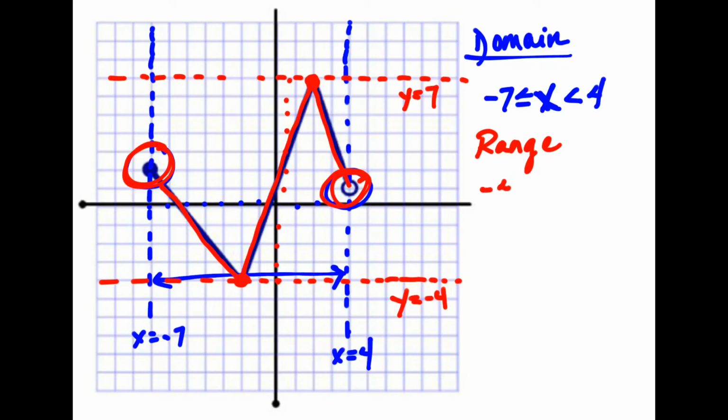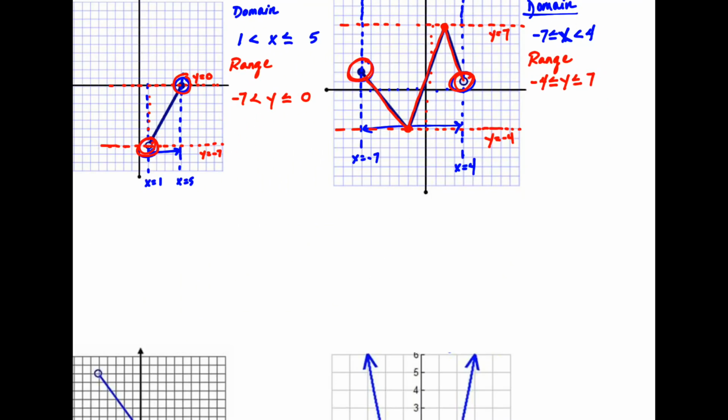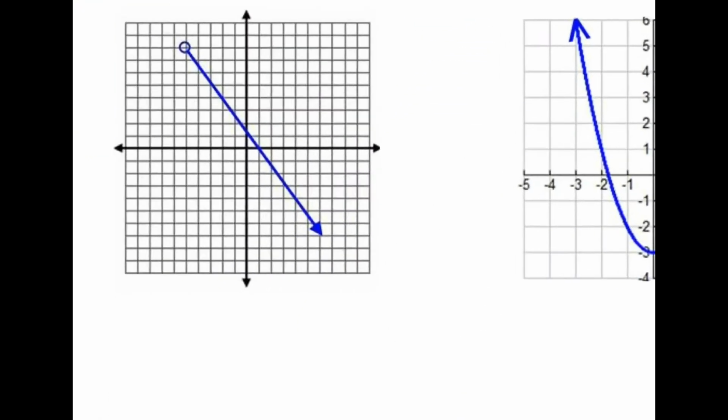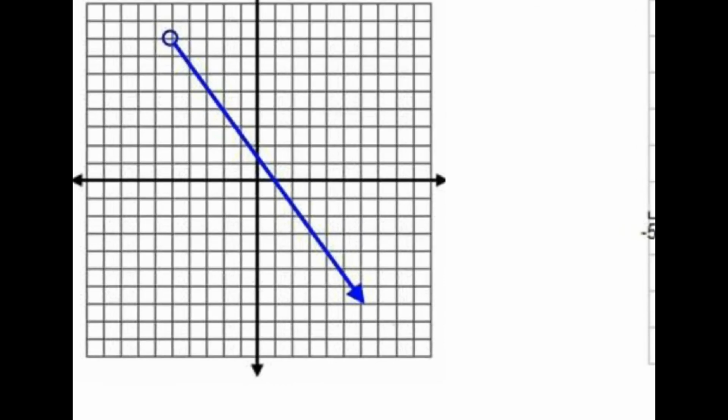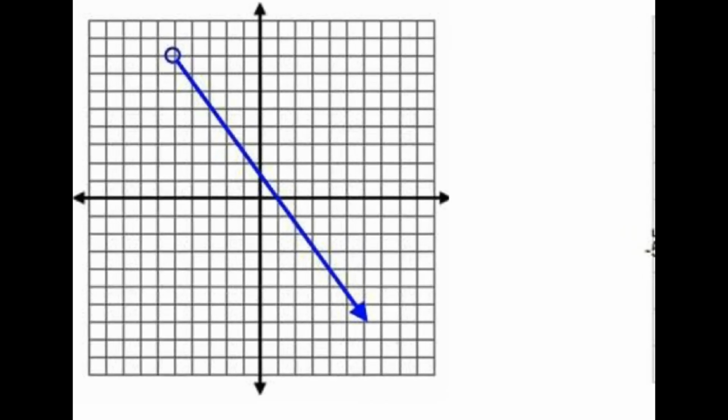So negative 4 is less than or equal to y, which is less than or equal to positive 7. So that one's a little bit tricky. Use the box. And finally, we're going to take a look at some that have arrows on them. And these are fun. Okay, we're looking for the domain of this function.